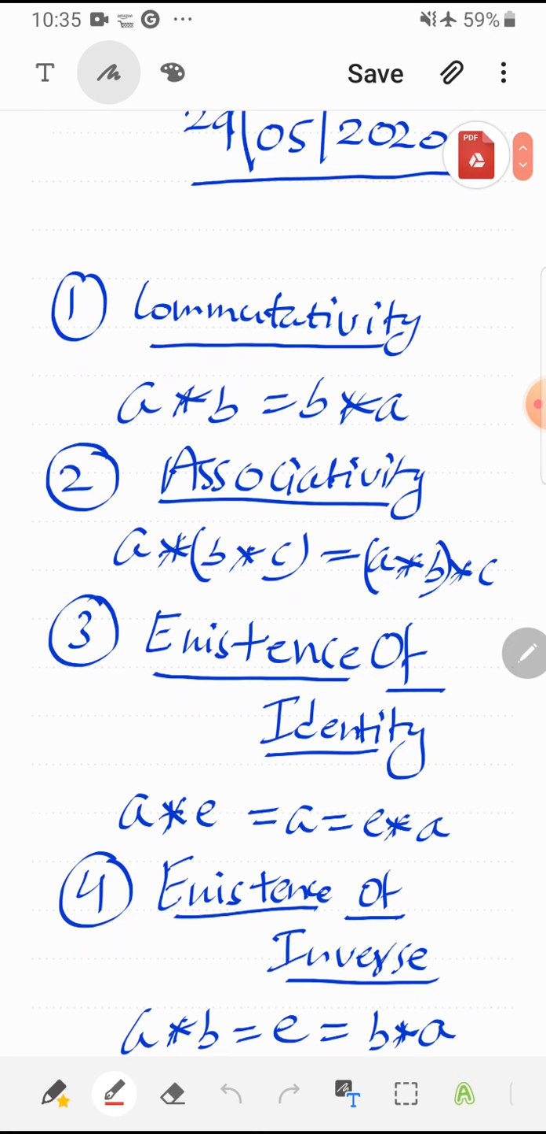A star is commutative if A star B is equal to B star A. Then associativity, when there are three elements, then it doesn't matter which two elements we are applying first. Either we are applying B star C and then A star it, or we are applying A star B and then star C. Then existence of identity.